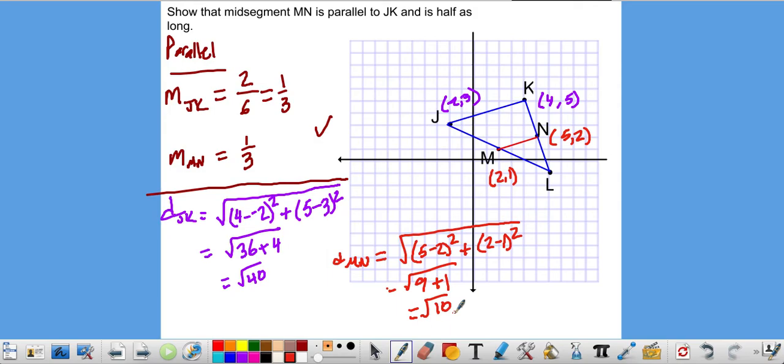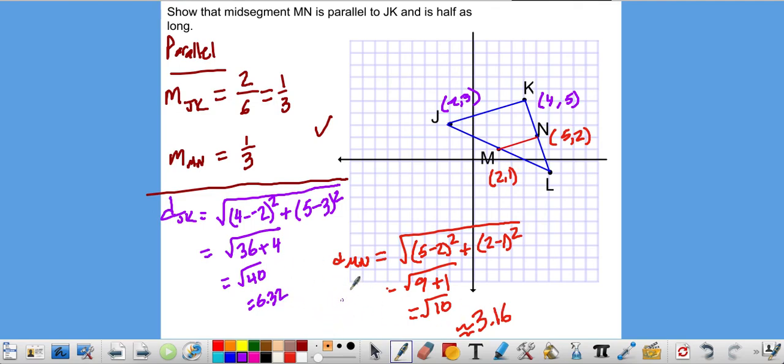If that was a little confusing, what you can do is punch both these numbers into a calculator. I can do that now. Square root of 10 is a little more than 3, 3.16. That's an estimation. And if we wanted to take the square root of 40, you get 6.32, which of course is double.